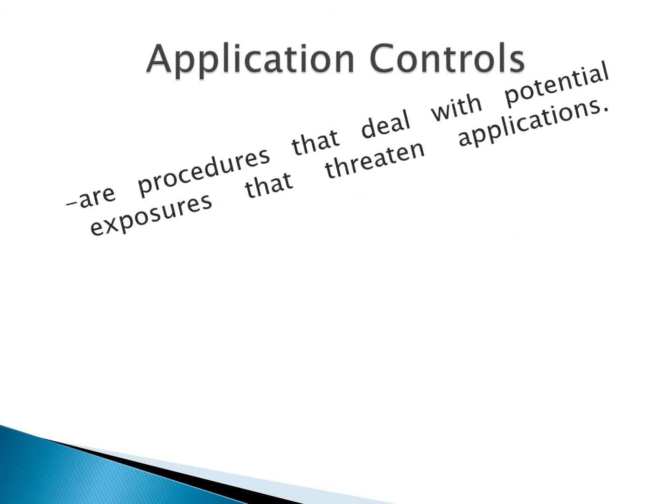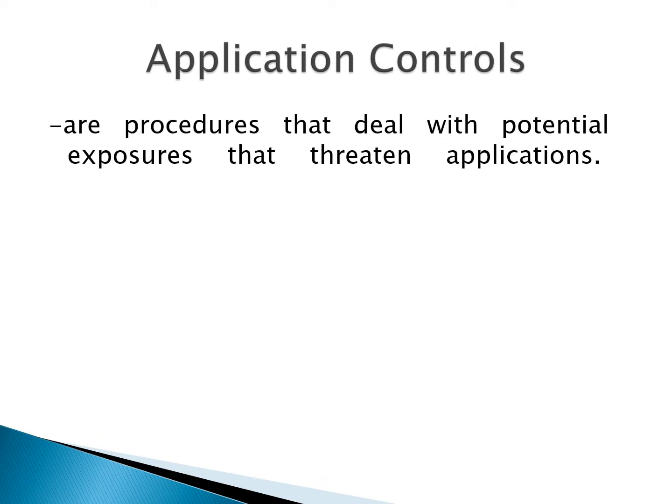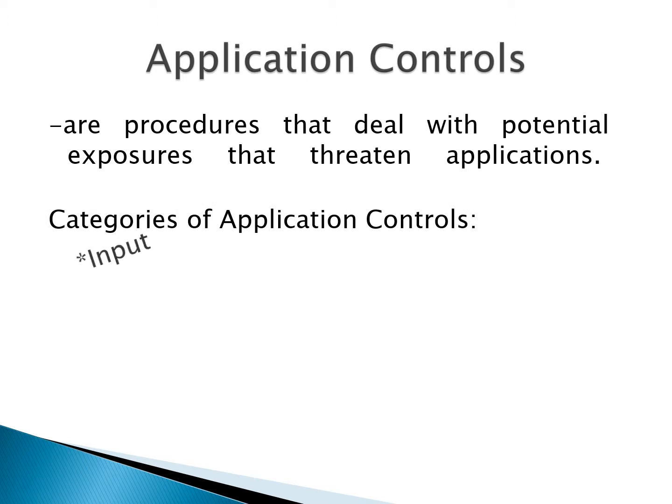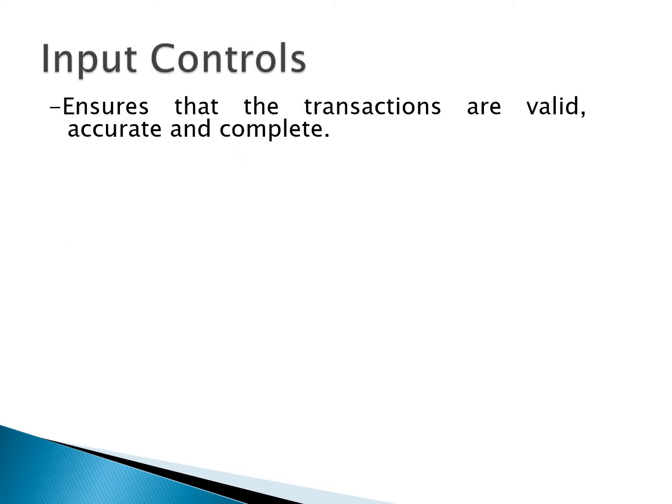Application controls are procedures that deal with potential exposures that threaten applications. There are three categories of application controls. These are input, processing, and output controls. So let us start with the input controls, which ensure that the transactions are valid, accurate, and complete.